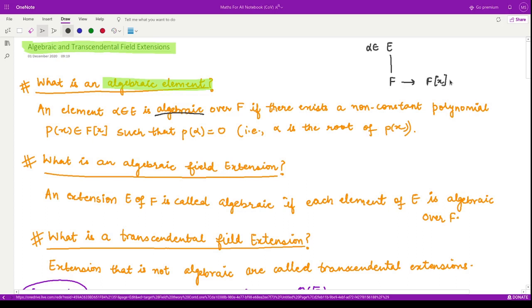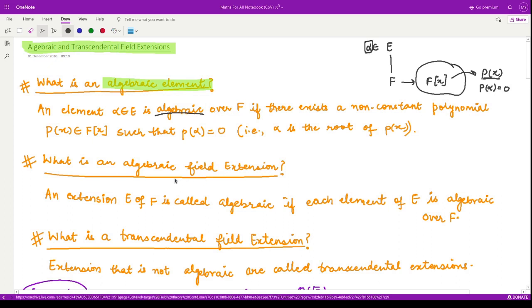In this ring, we take some non-constant polynomial p(x). Now this element over here in the extension, if this is a root of some non-constant polynomial here in F[x], that means p(alpha) is equal to 0. In that case, we say that element alpha is an algebraic element over F.